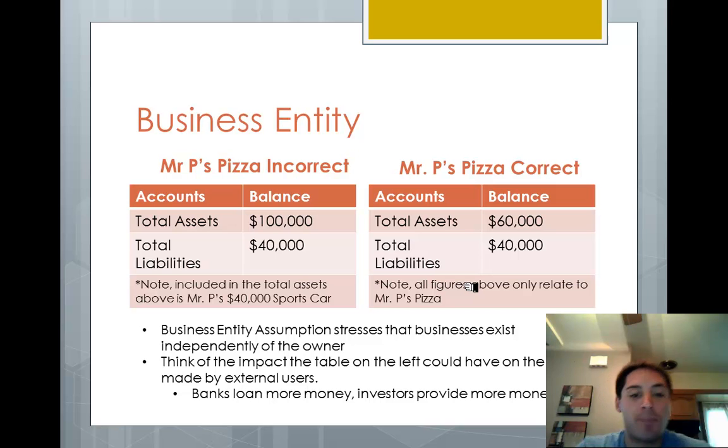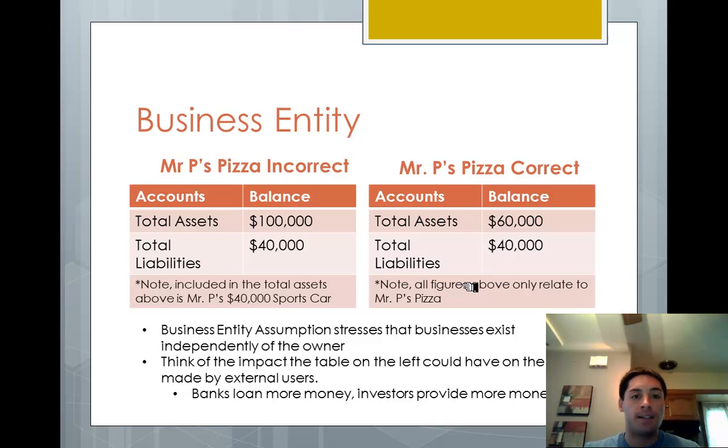Okay? So think of the impact the table on the left could have on decisions made by all these external users. If I did this incorrectly, such as the table on the left shows, banks are going to think I'm doing really well and they might loan me more money. Investors are going to think I'm doing really well. They might buy more shares of stock in my company.